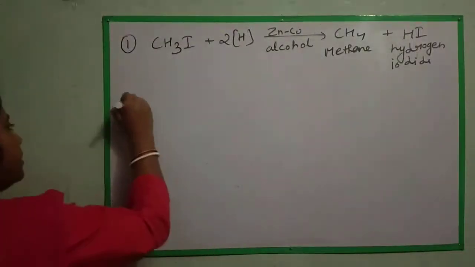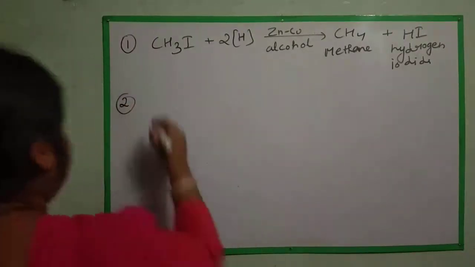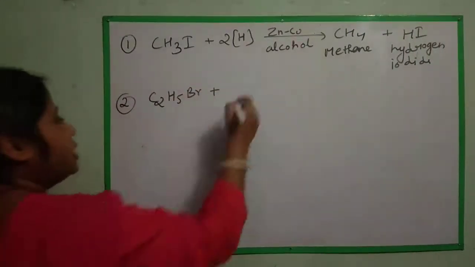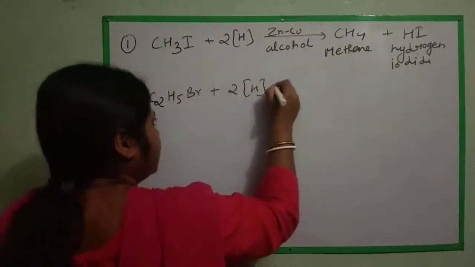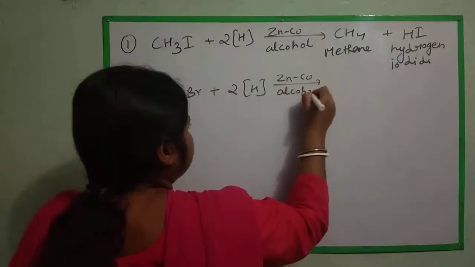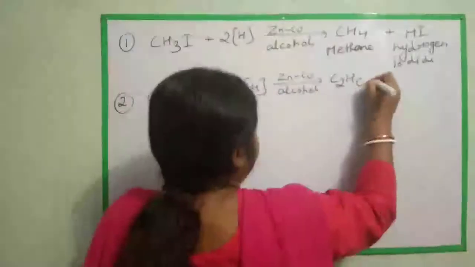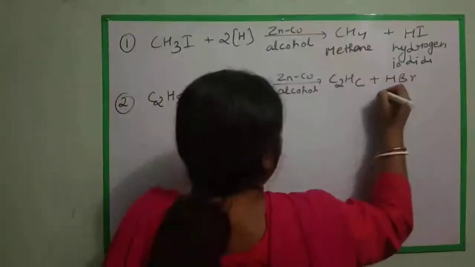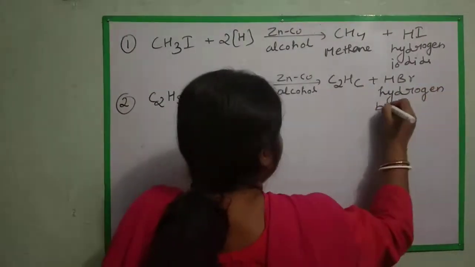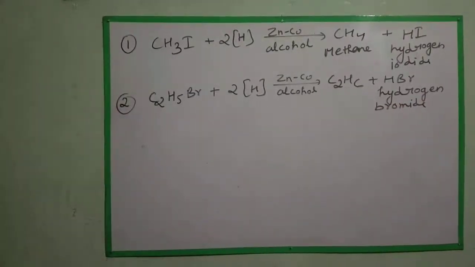These are the general methods of preparation of methane. Next, if I talk about ethane, in case of ethane, we take ethyl bromide, C2H5Br. When it is treated with nascent hydrogen in the presence of zinc-copper couple and alcohol, similarly, one hydrogen combines with this to form C2H6, and the other hydrogen combines with bromine to form hydrogen bromide. These are the other preparations of methane and ethane.